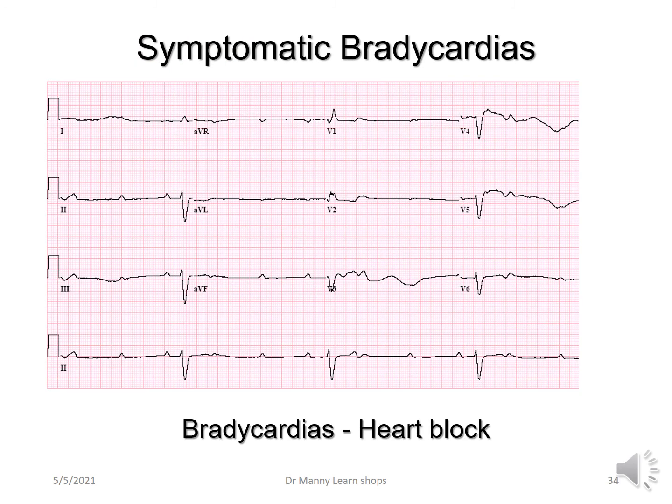So when we look at symptomatic bradycardias, we can look at any bradycardia that is hemodynamically unstable. Heart block, this is an ECG with third degree AV block, heart block, which again is potentially hemodynamically unstable. The heart rate is approximately 30 beats per minute, and this would be hemodynamically unstable.